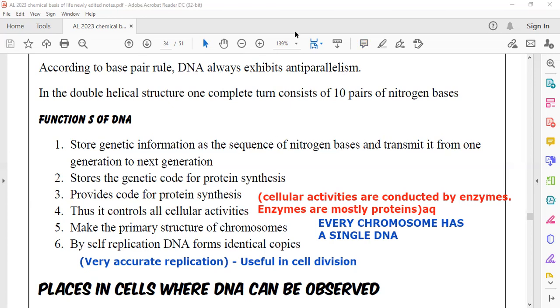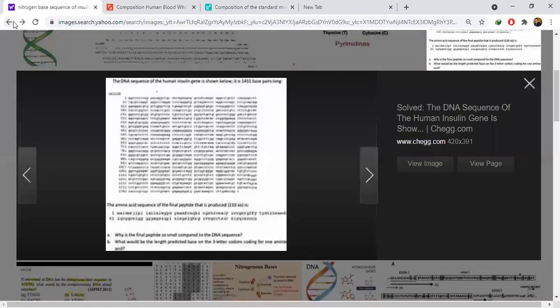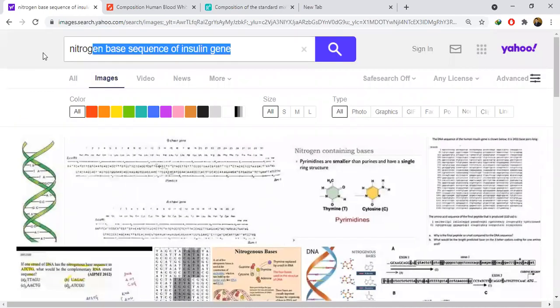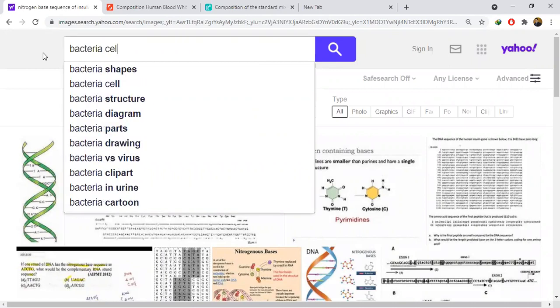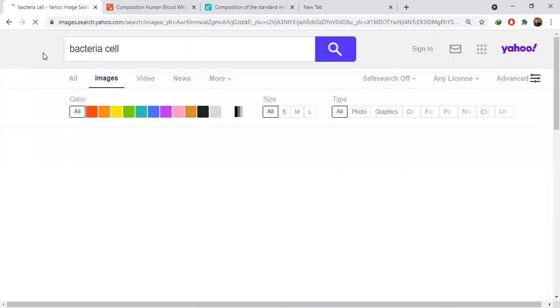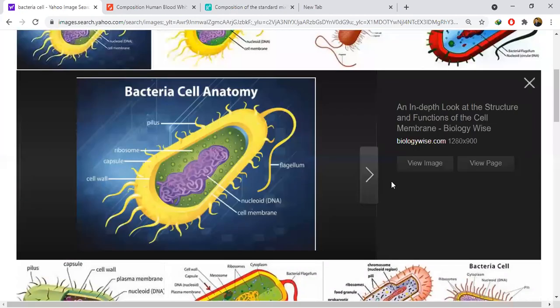Have you marked these details? Next, where do we find DNA? If you take a bacterial cell, here a bacteria cell.